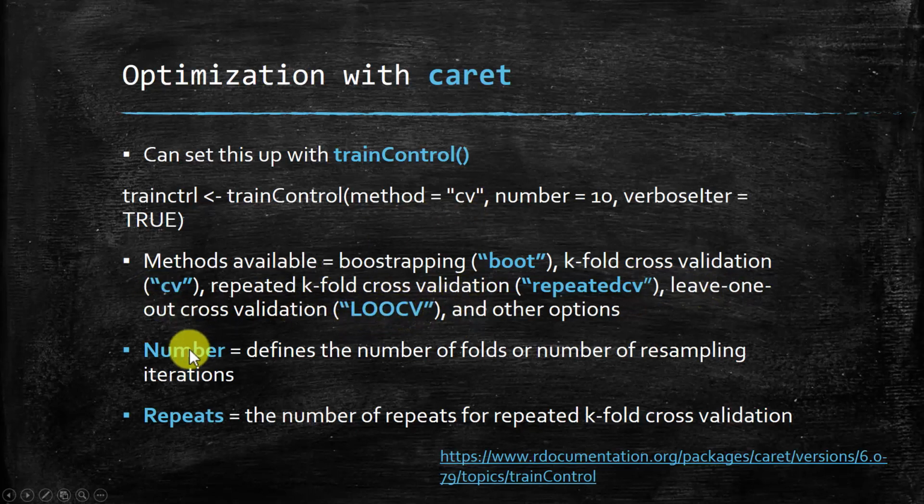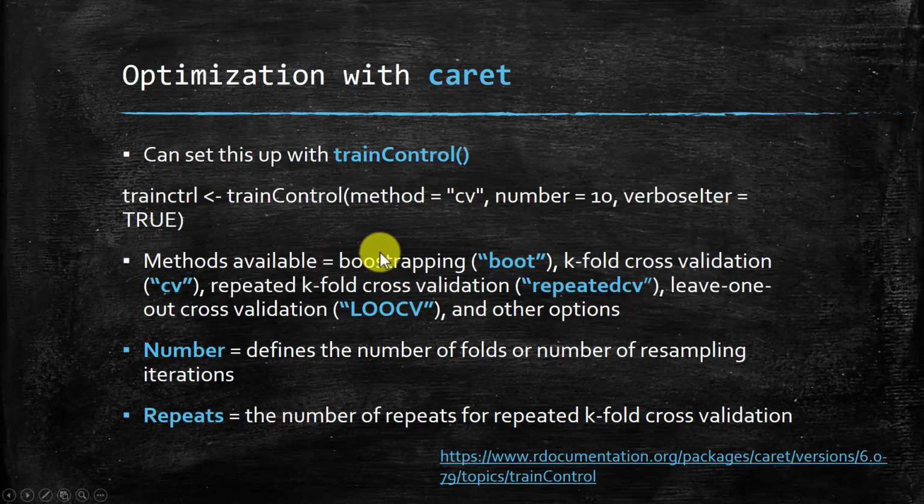The number parameter defines the number of folds or the number of resampling iterations for bootstrapping or for cross-validation. And then if you are doing repeats, that specifies the number of repeats if you're doing repeated K-fold cross-validation. So if I go up here and insert repeats equal to 5, then it would do 10-fold cross-validation 5 times. I'd also have to change the method to repeatedcv.